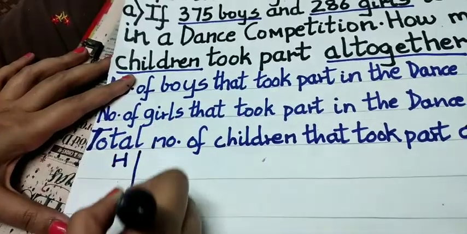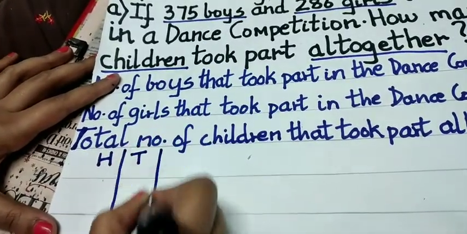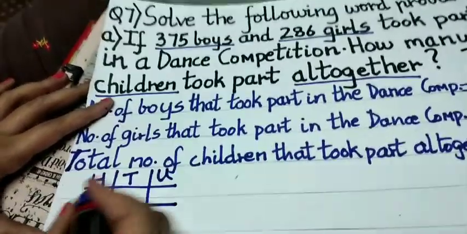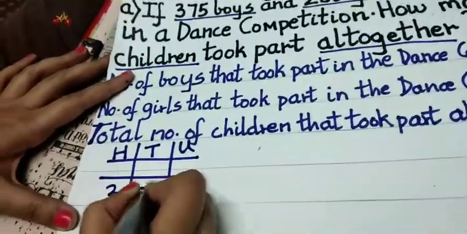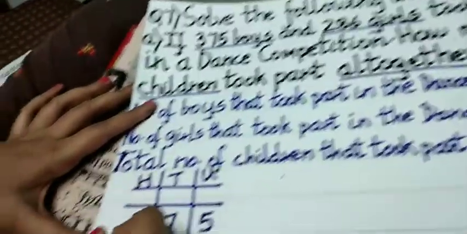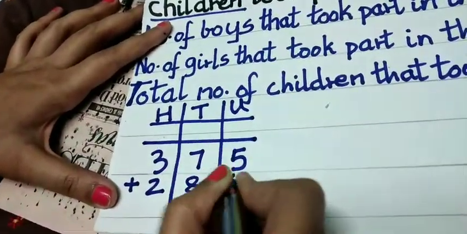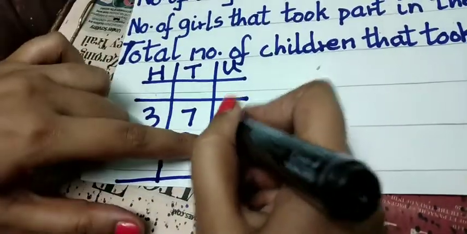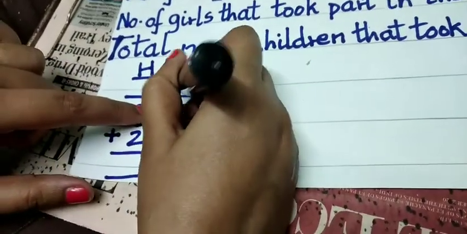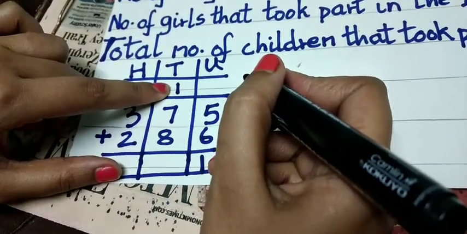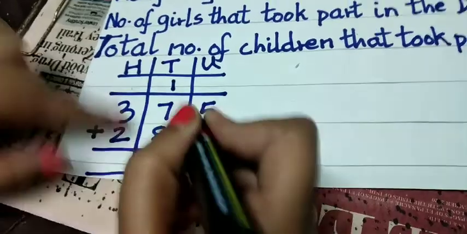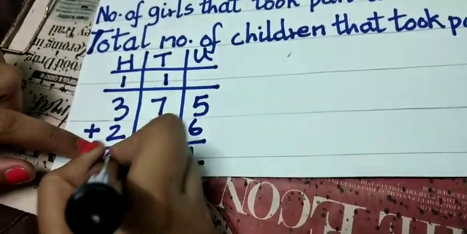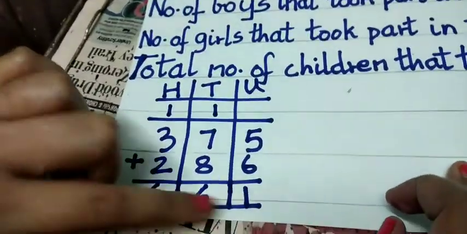Hundreds, tens, units. Okay, write the first number 375 plus 286. Okay, 5 plus 6 is 11, 7 plus 1 is 8, 8 plus 8 is 16, 3 plus 1 is 4, 4 plus 2 is 6. So the answer is 661.